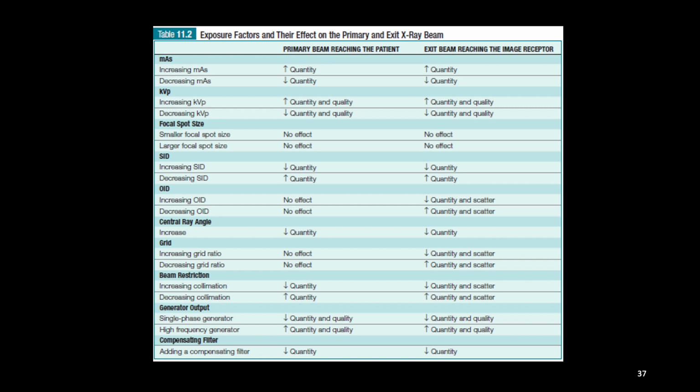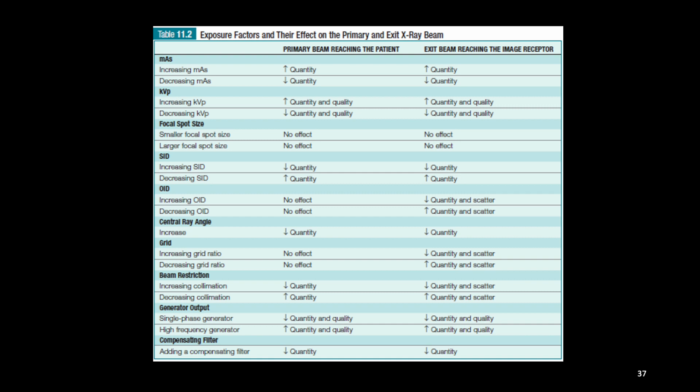Increasing kVp will increase quantity and quality of the beam reaching the patient. It's going to also increase quantity and quality of the beam reaching the IR. Decreasing kVp, again, will decrease the quantity and quality of the beam reaching the patient and decrease quantity and quality of the beam reaching the image receptor. A smaller focal spot size has no effect on the primary beam reaching the patient or the exit beam reaching the image receptor. No matter if it's a smaller focal spot size or a larger focal spot size, it has no effect.